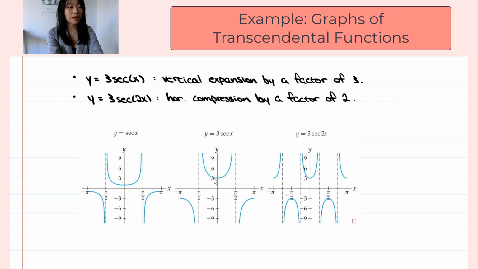Then the next step, we multiply 2 to the input, so we have a horizontal compression by a factor of 2. So now the vertical asymptote moves from pi over 2 to 2 pi over 4, which is here. And this vertical asymptote, negative pi over 2, is now at negative pi over 4. And now we get to the final graph for the function.